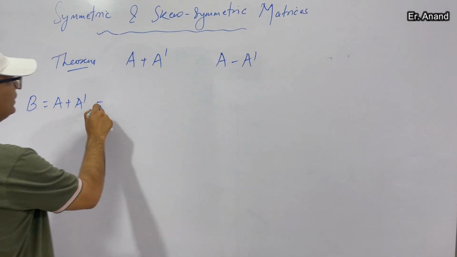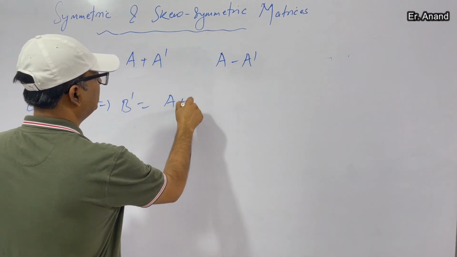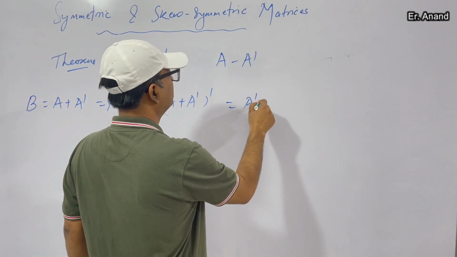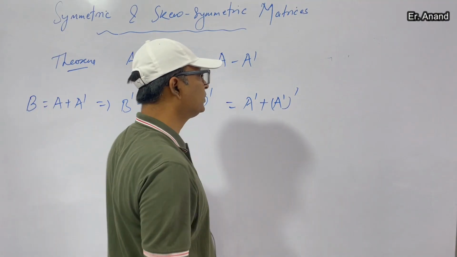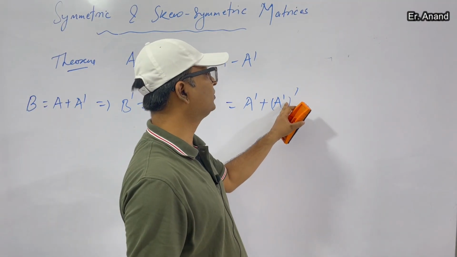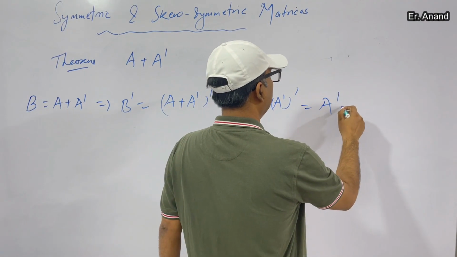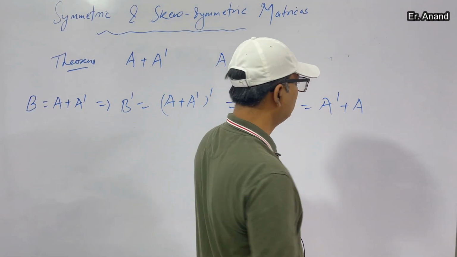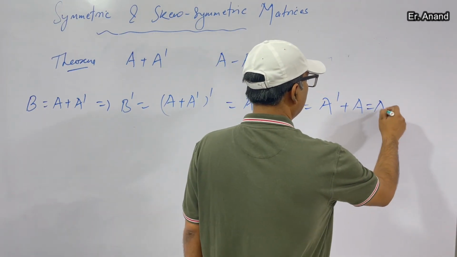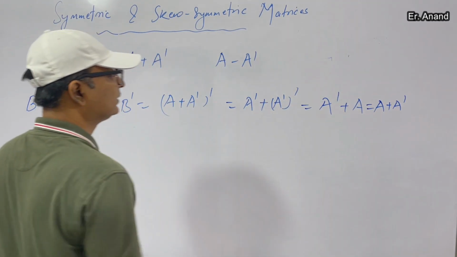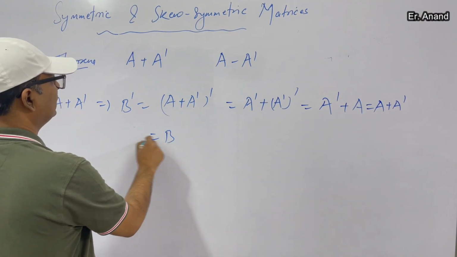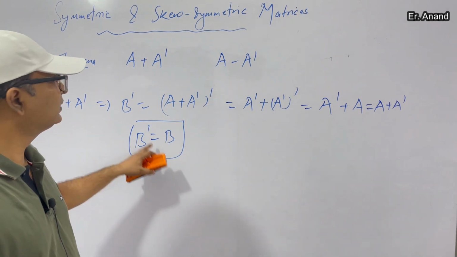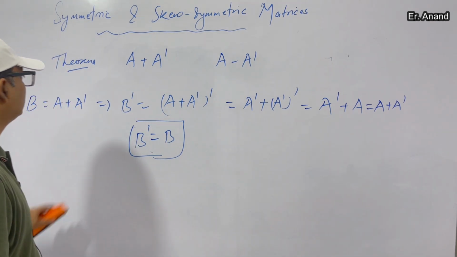Okay. Then this implies B dash will be (A plus A dash) dash, but we know that (A plus B) dash is A dash plus B dash, that is A dash plus transpose of transpose, and we have a theorem that transpose of a matrix is the original matrix, so this becomes A dash plus A, but we know that A plus B is B plus A in matrix, so this is now A plus A dash, but what is this? A plus A dash is B, so this is B. Now B dash is B, this we know, this is true only for symmetric matrix, so A plus A dash is a symmetric matrix.